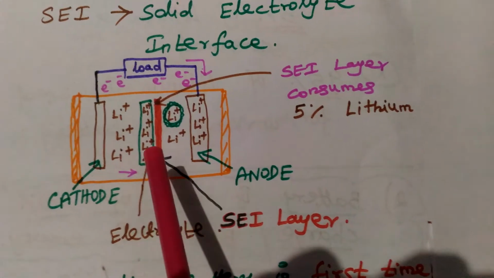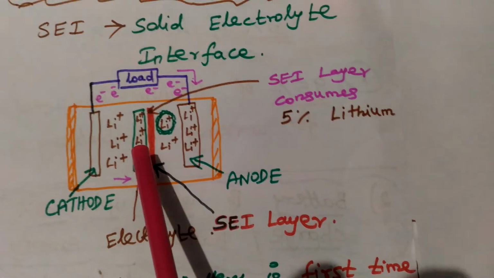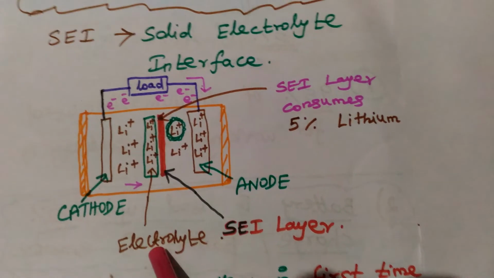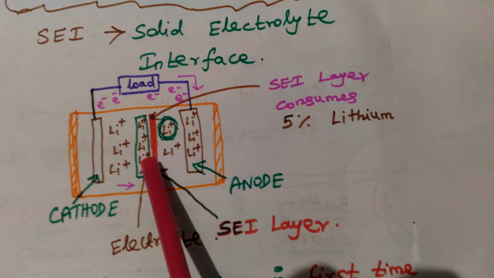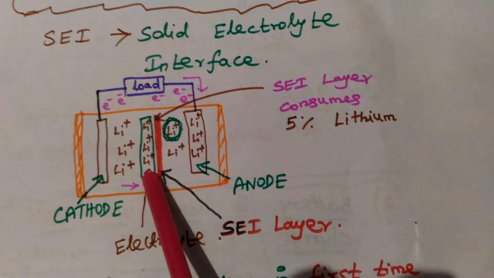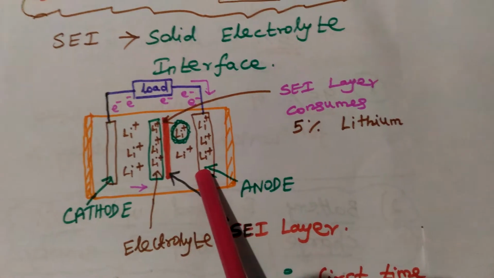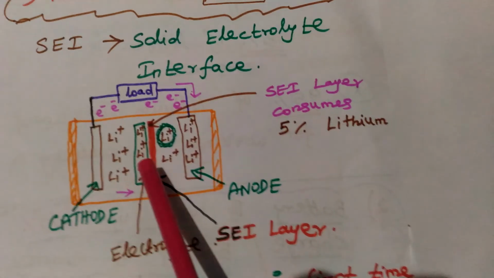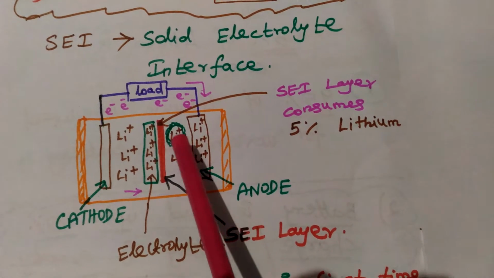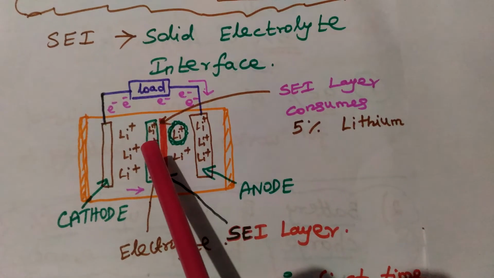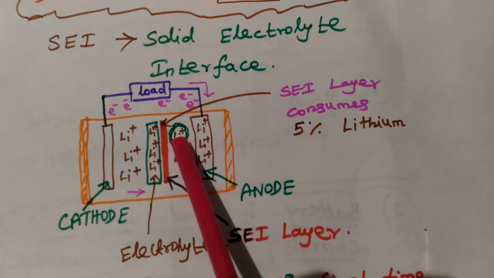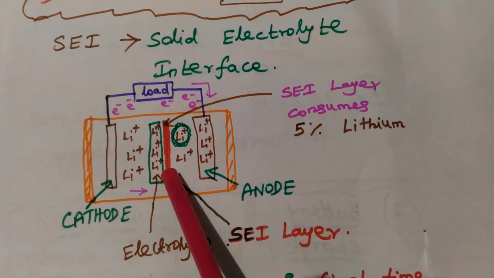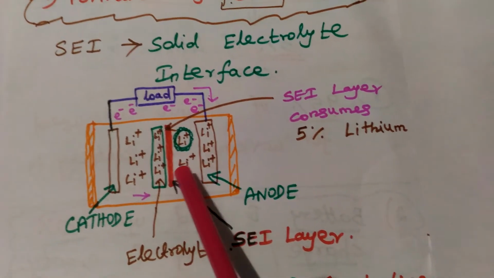During this movement of Li+ ions through the electrolyte, the Li+ ion combines with the solvent in the electrolyte. Normally the electrolyte is a salt of lithium. So the Li+ ion combines with the solvent molecules in the electrolyte and also the graphite in the anode, and finally creates one layer around the Li+ ion. That is, the Li+ ion, solvent and graphite react and create one layer. This reaction creates a layer nearby the electrolyte. This red line is the SEI layer formed by the solvent, Li+ ion and the graphite.